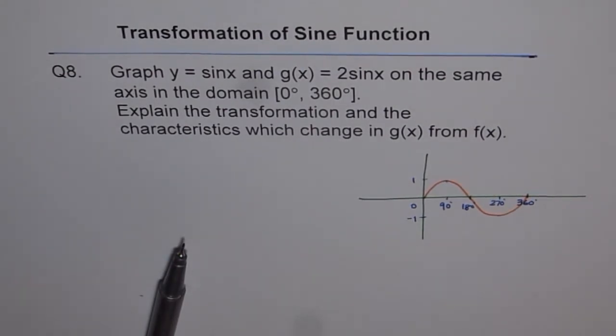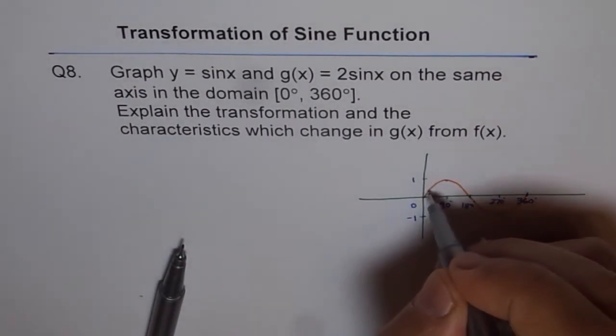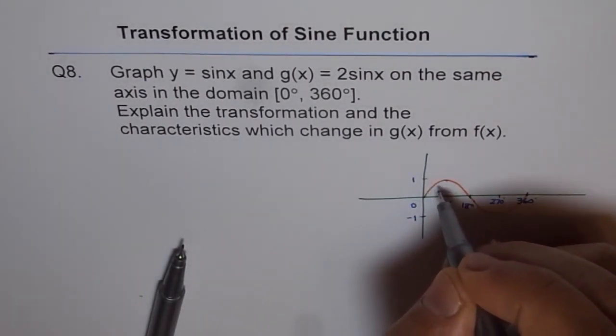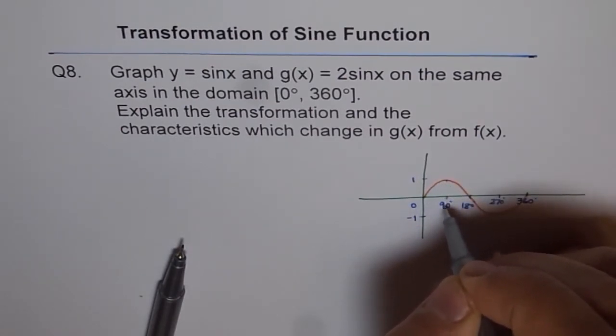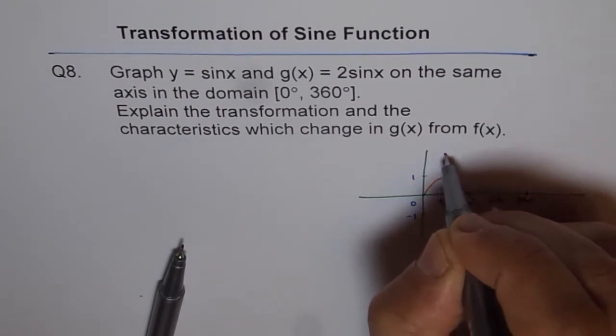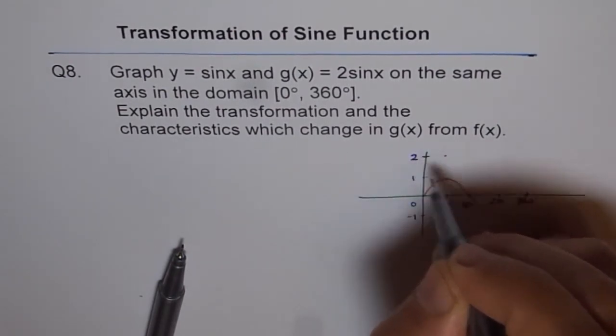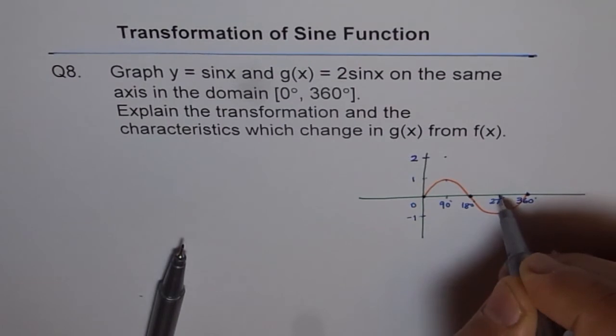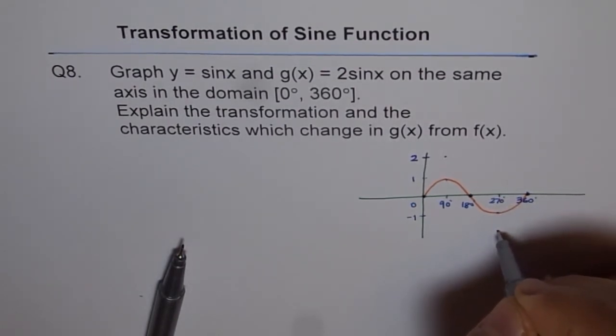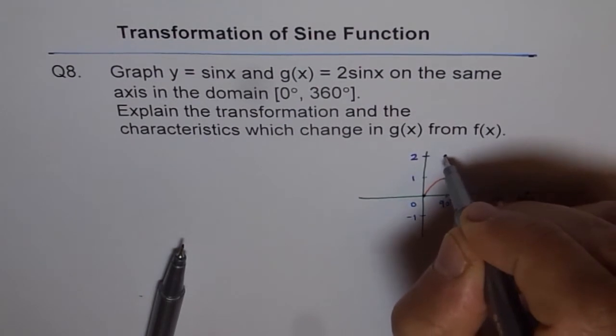Now let's sketch the graph for 2 times sin x. When it is 2 times sin x, what really happens is that each y value gets multiplied by 2, right? So 1 times 2 will be 2. So this peak will now occur at 90 degrees, but the value will be 2. So it will be here. So that is my 2. So 0 remains at 0, correct? So these points are invariant, they don't move. And minus 1 becomes minus 2. So we get a graph here like this.